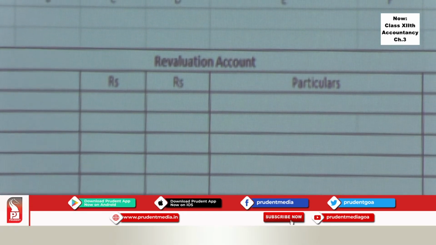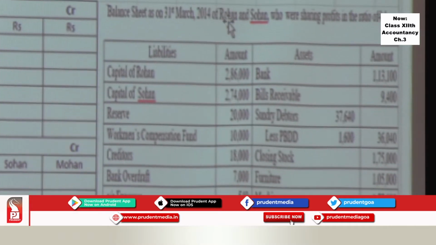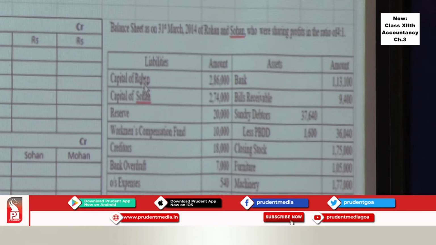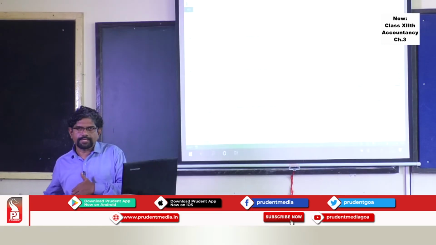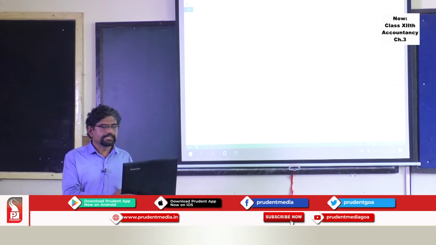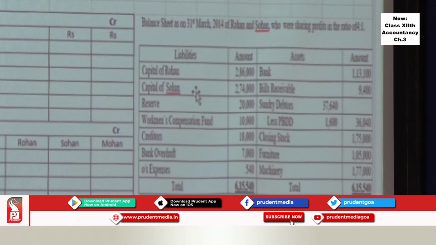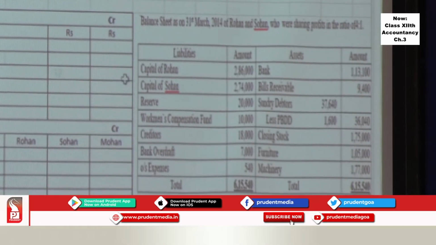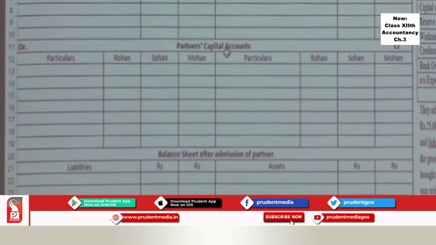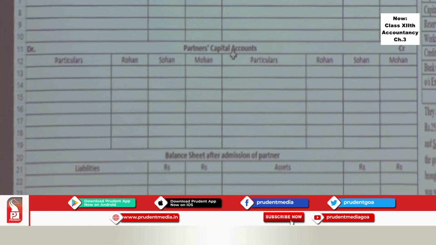Now, you are given liabilities and assets of the old firm of Rohan and Sohan. Let us begin from the liability side. Let us go in order, one by one item, considering and doing the adjustments it has. So let us start with the capital accounts of Rohan and Sohan. Where do we show capital accounts? We have already opened a capital account. So we have to show these capital balances of old partners, Rohan and Sohan, in their capital accounts.